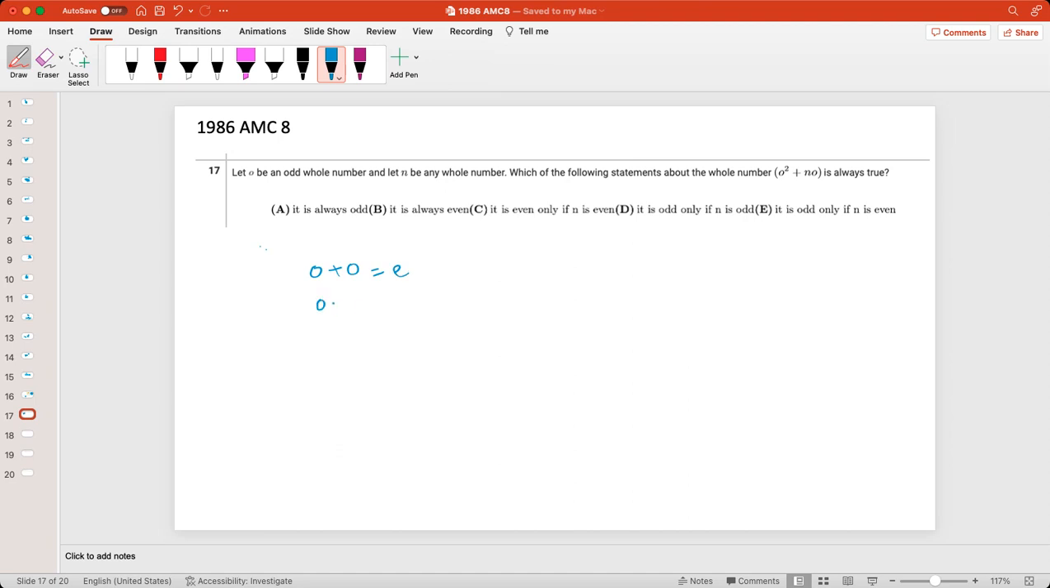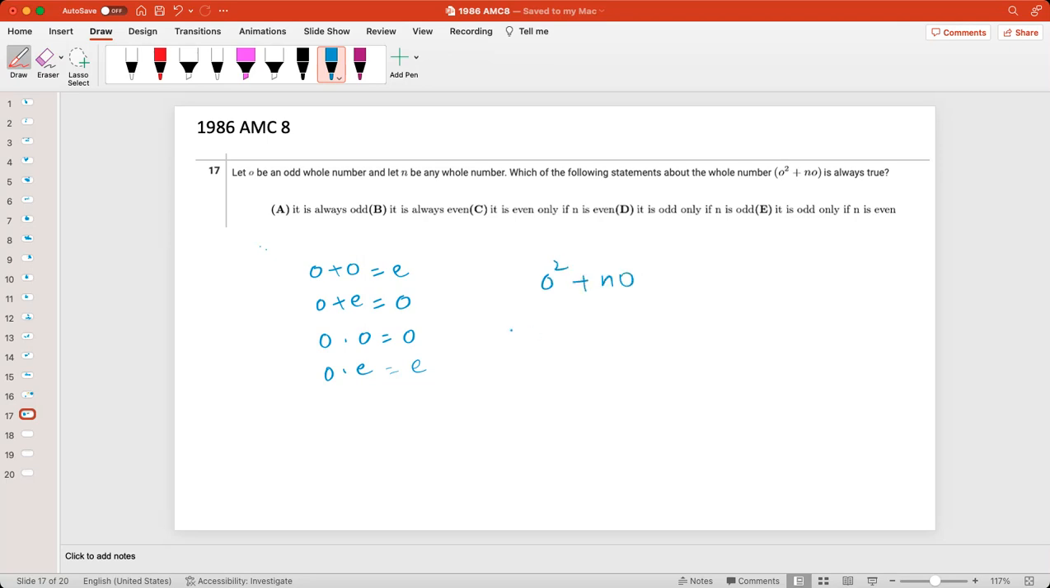Now, O plus E, which is odd plus even, is going to be odd. Now multiplication, odd into odd will be odd, and odd into even is going to be even. Okay, so let's have this in place. Now we have the number as O square plus NO.